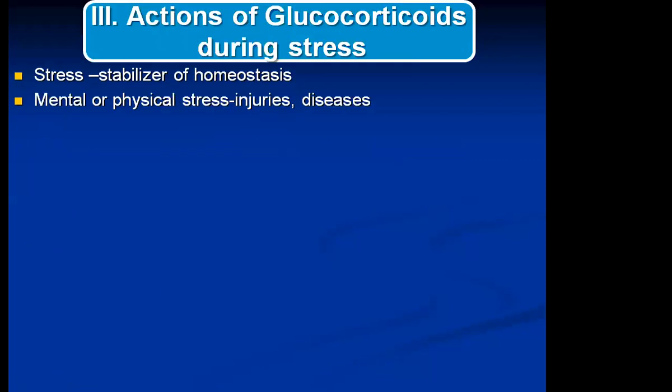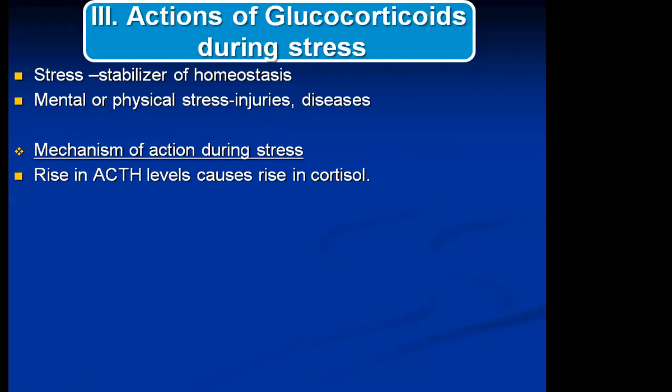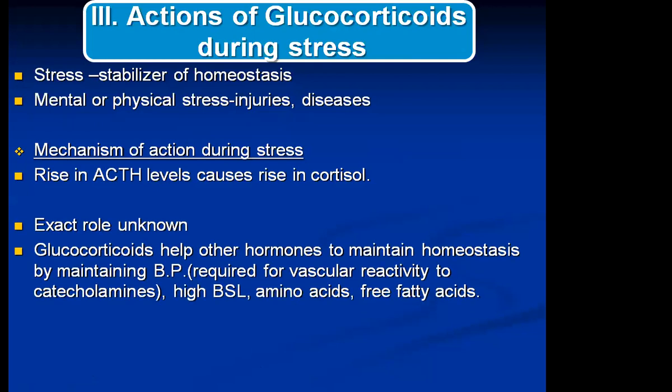It is a stabilizer of homeostasis and it is helpful in mental or physical stress like injuries or diseases. Now, mechanism of action: we all know that a rise in ACTH levels causes a rise in cortisol. These glucocorticoids help other hormones to maintain homeostasis by maintaining BP, causing high blood sugar level, amino acids, and free fatty acids. All in all, in the short term, it is a life-saving drug.